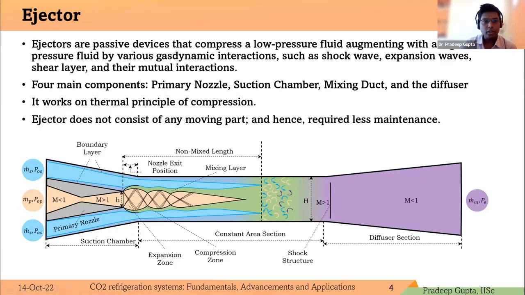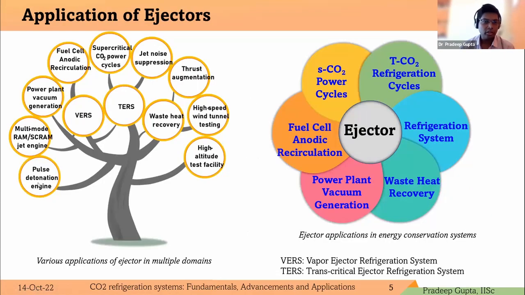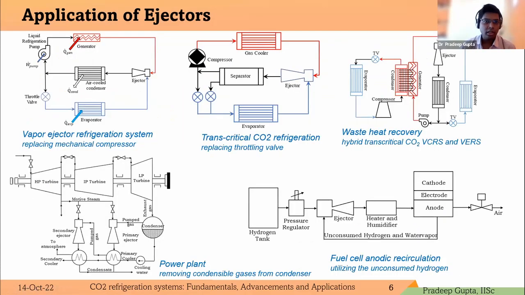Owing to these advantages, the ejector has been used in various applications, starting from aerospace applications like pulse detonation engines, scramjet and ramjet engines, high altitude test facilities, high speed wind tunnel testing, thrust augmentation, and jet noise suppression. In addition, the ejector has also been applied in various energy applications like supercritical CO2 power systems, transcritical CO2 refrigeration systems, waste heat recovery, power plant vacuum generation, and fuel cell anodic recirculation. So I have a schematic slide to explain the various applications of the ejector in the energy sector.